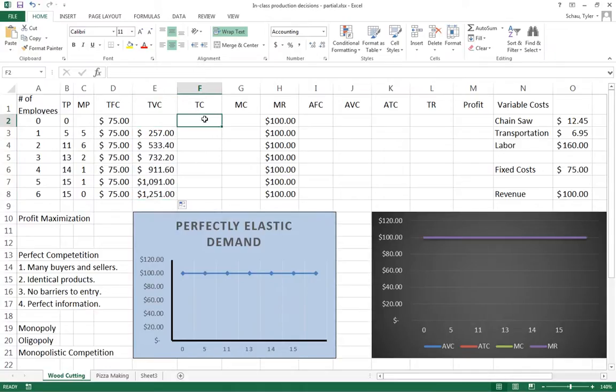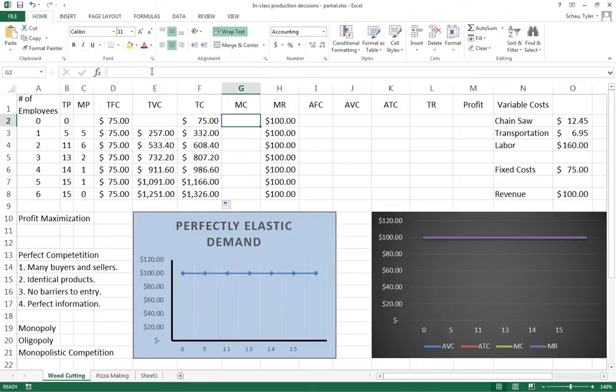For total cost, the calculation is simply total fixed cost plus total variable cost. So I'm adding the two of those. All right. And so those are the cost calculations that I get.